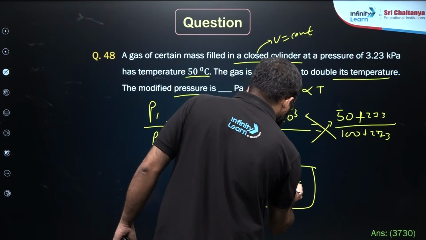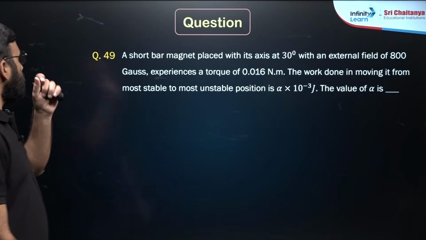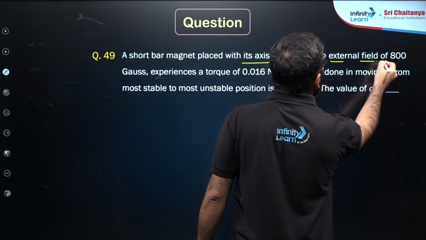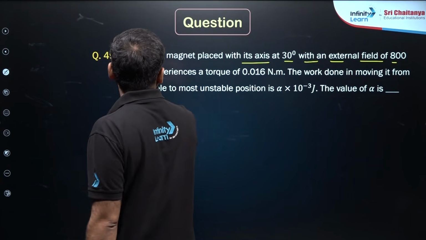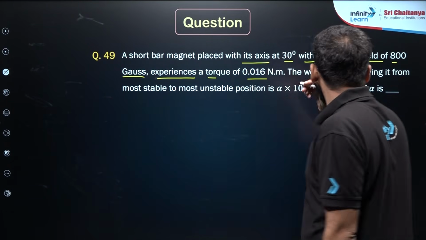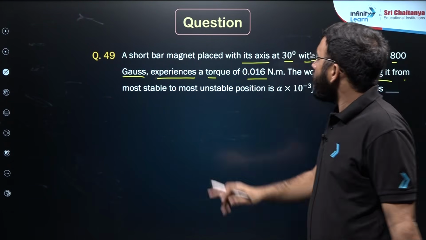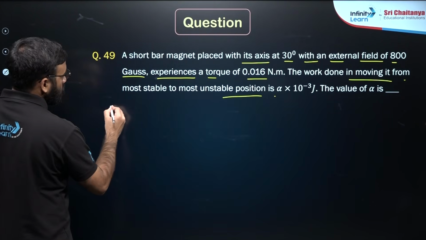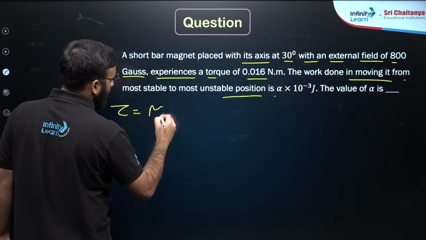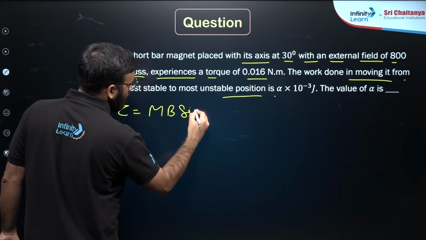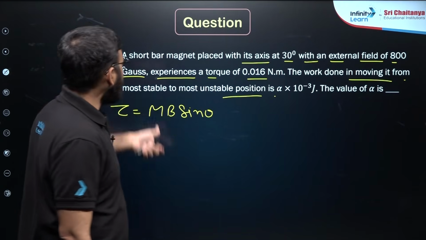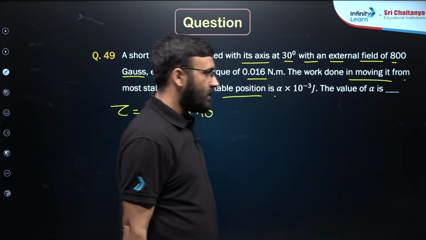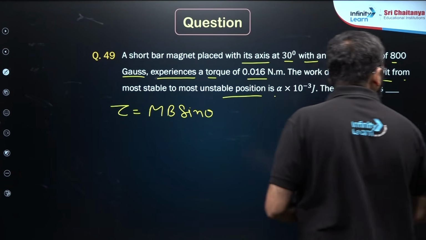3730. Okay. So this is a short bar magnet placed with its axis at 30 degrees to an external field of 800 Gauss. It experiences a torque, this one. So find the work done in moving it from the most stable to the unstable position. Okay, so what is tau? Tau equals to mB sin theta. Beta, B is given, but in Gauss, that is not the SI unit. So we can multiply by 10 to the power minus 4, that is in Tesla, that is my standard SI unit.